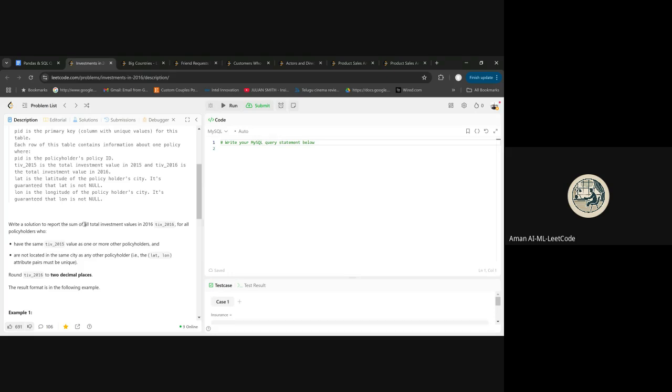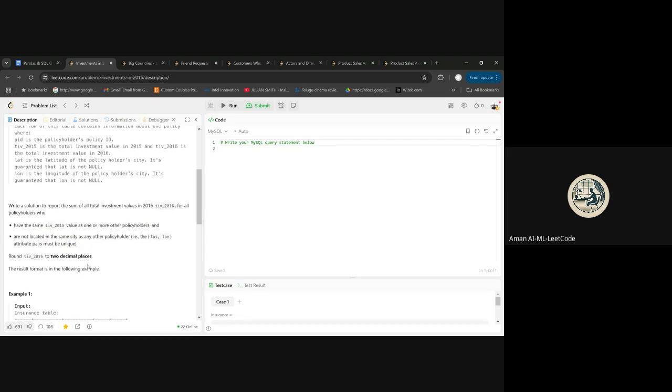Report the sum of all total investment values in 2016 for all policy holders who have the same TIV 2015 value as one or more other policy holders and are not located in the same city. So in this table there's a column TIV 2016, and we have to get the sum of TIV 2016 for all policy holders who have the same total investment value in 2015 as one or more others, and who are not located in the same city.